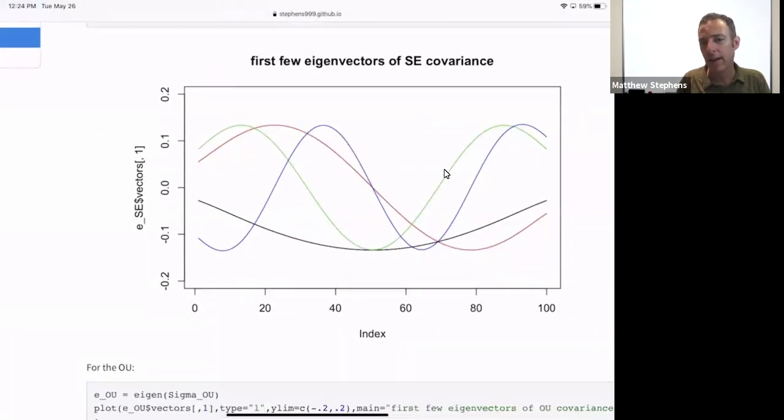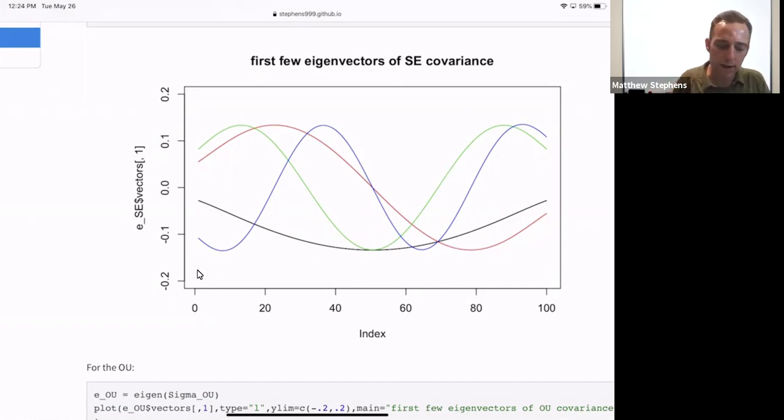The first eigenvector is the black one, and then the red one. What you can see here is that the black one is low frequency, the red one is higher frequency, and then green, and then blue. So these are increasing in frequency.